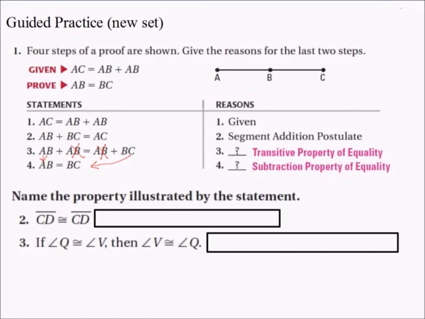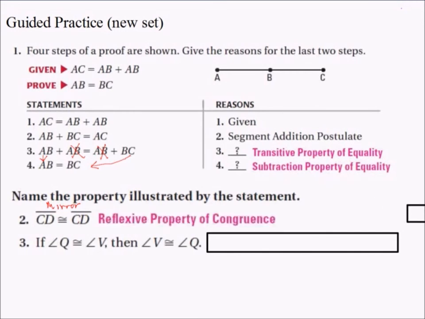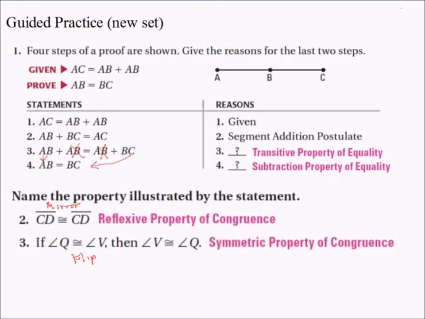Lastly, again, what's going on in number 2? Well, if I have something equal to itself, that's a mirror. And what does a mirror do? It reflects. So number 2 has to be the reflexive property of congruence. I would have took the equality either way it goes. And then right here, if I have the same equation, we just flipped it. So if I say flip, then we know that number 3 has to be the symmetric property of congruence.